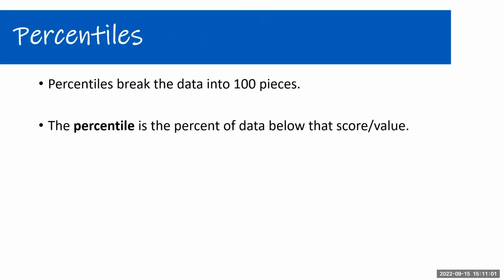In a percentile, we're breaking the data into 100 pieces. So 100%, 100 pieces. The percentile is just the percent of data that is below that score or value. So what percent of the data falls below that score?